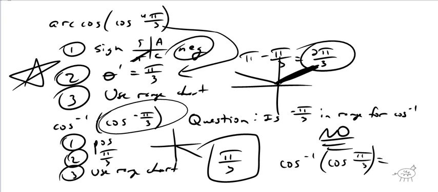Okay, is that in range now? Oh, it sure is. So the answer is pi over 3. So we got the exact same answer, just a little bit different way. Okay? Alright, so I got a bunch more here I want to do with you guys because I think it's good practice.